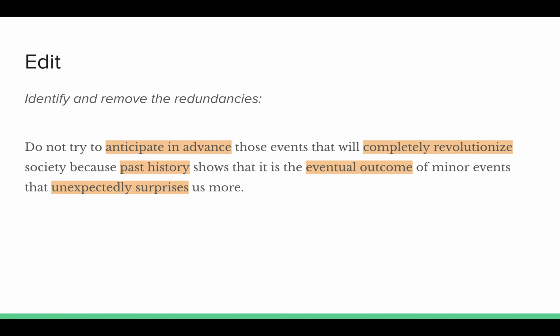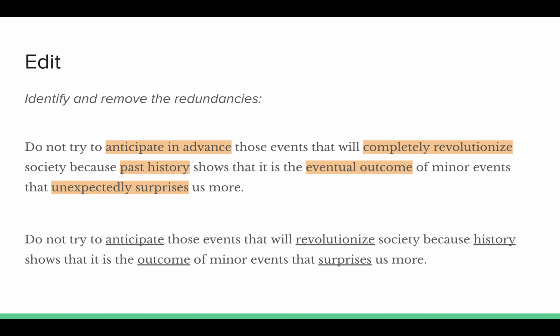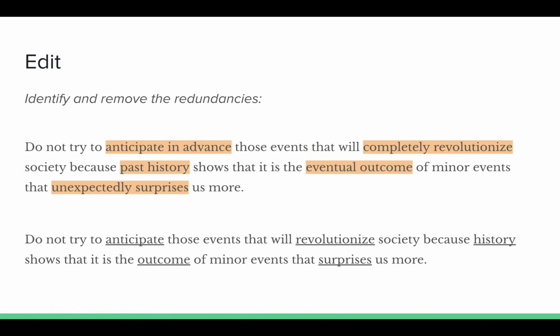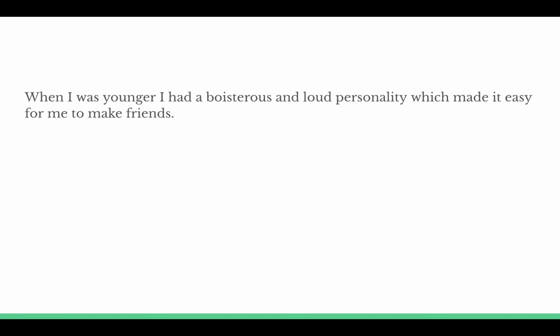So in each of these cases, we're going to drop one of these words. So do not try to anticipate those events that will revolutionize society, because history shows, not past history, history shows that it is the outcome of minor events that surprises us more. Okay. Much clearer. And again, the basic principle behind this is the same as the one before, in that those words that we cut out were just getting in the way. They weren't doing anything of value in the sentence, so they don't belong there.